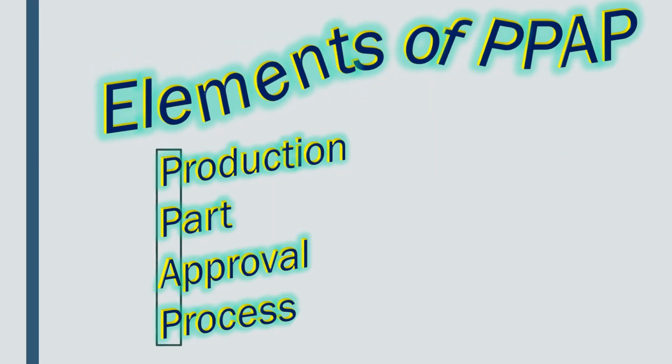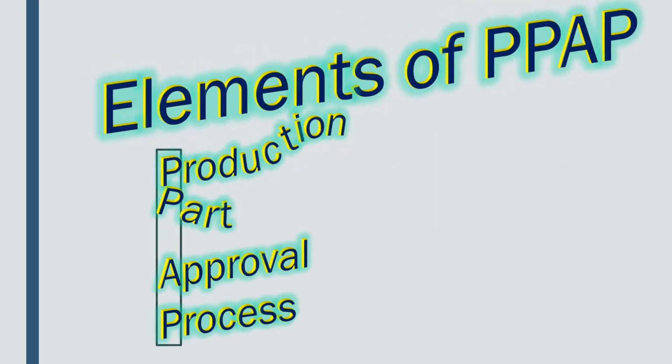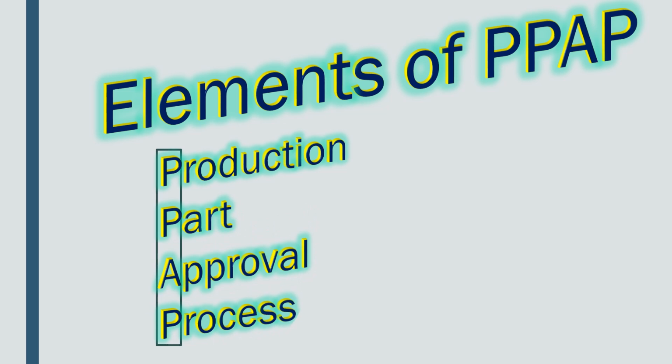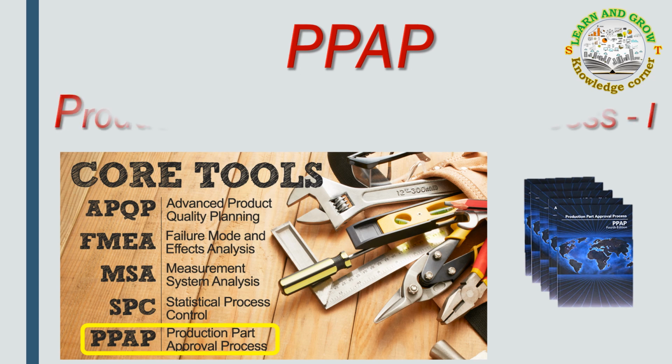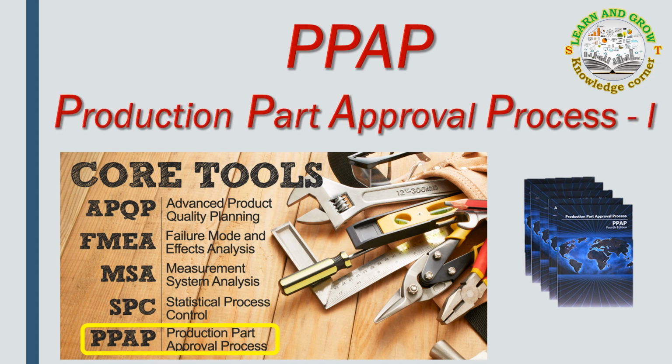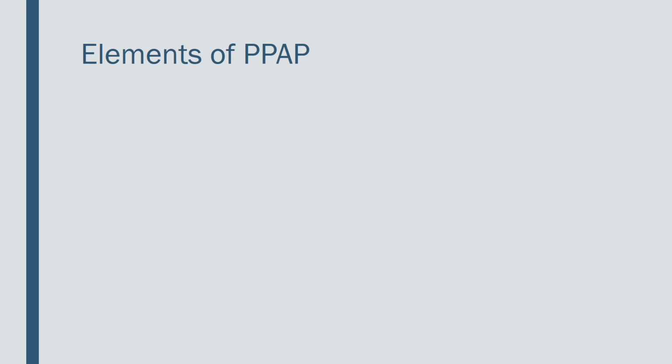Today we are going to discuss the 18 elements of PPAP. PPAP is nothing but production part approval process. In this video, we are going to discuss only the first 9 elements. First, we will look into what the 18 elements of PPAP are.